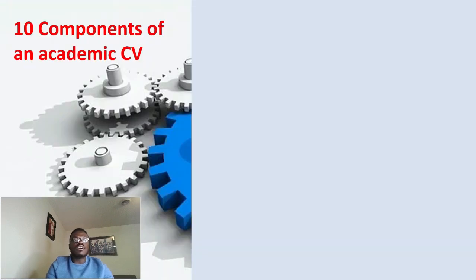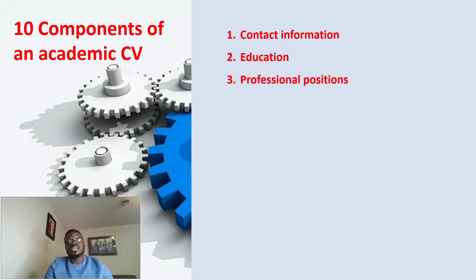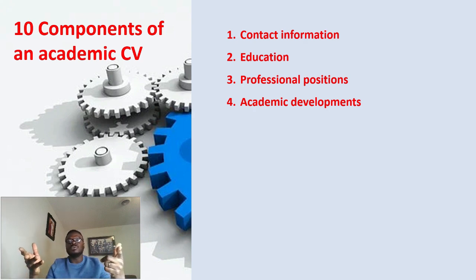So let's talk about the 10 components of an academic CV. Here I highlight 10 components of an academic CV. I'll be talking to you today on contact information, which is the first and, of course, most important component you would expect in your academic CV. Then your education background. I'll be talking to you about your professional positions and what you should have in these professional positions.